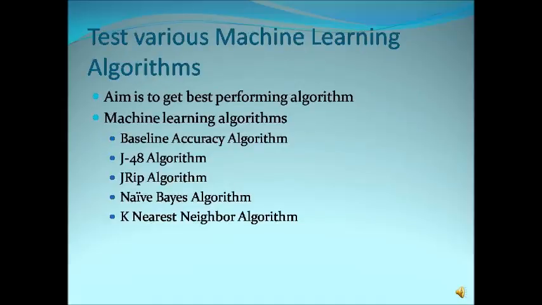The next step would be to test the various machine learning algorithms, with the aim being to find the best performing algorithm which we're going to use to build our classifier. For this project, we've decided to test 5 machine learning algorithms. All these algorithms can be found on the Weka data mining workbench. The first algorithm we decided to go with was the baseline accuracy algorithm. Second was the J48 algorithm. Third, the JRip algorithm. The fourth, the naive Bayes algorithm. And the fifth, the K nearest neighbor algorithm.